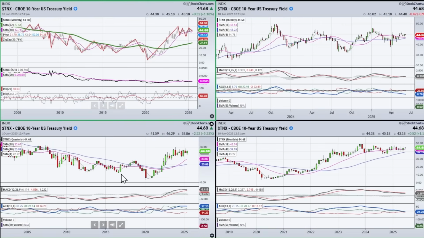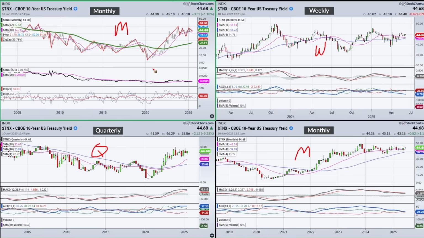I'm looking at the 10-year Treasury yields, the TNX, on StockCharts, and I've altered the time frame somewhat. I've got the quarterly in the bottom left, a monthly in the bottom right, weekly upper right, and then another monthly up here. Usually I have these two the same, and I like to look at two things in relationship. This is the main time frame we're looking at in this instance, because we're looking at a longer-term trend.